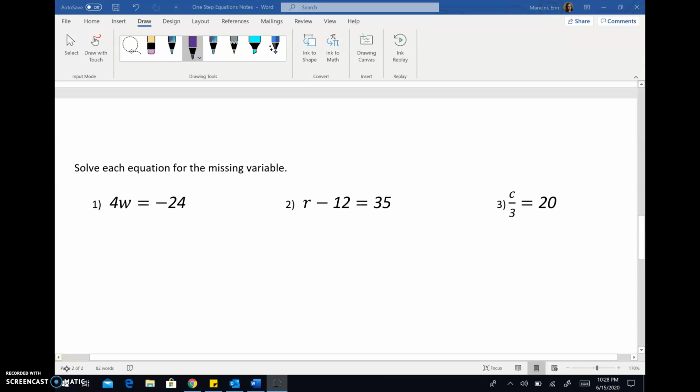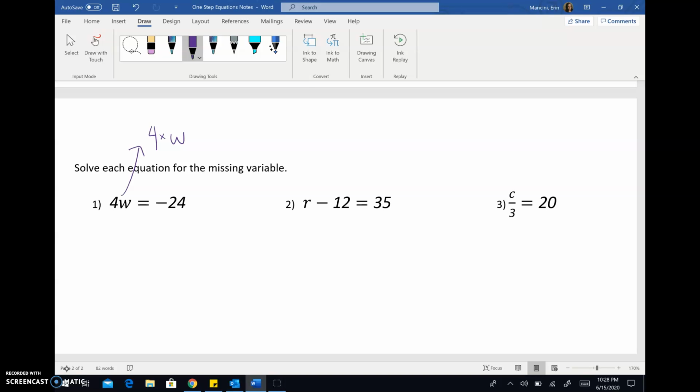Okay, in number 1, we have 4w equals negative 24. So first thing I actually want to do is I want to think this through, and then we'll go through the solving steps. So remember 4w really means 4 times w. We just don't use that x anymore because that could get confusing with the variable x. So when you write them together, assume that that's multiplication here. And you just write two things next to each other.